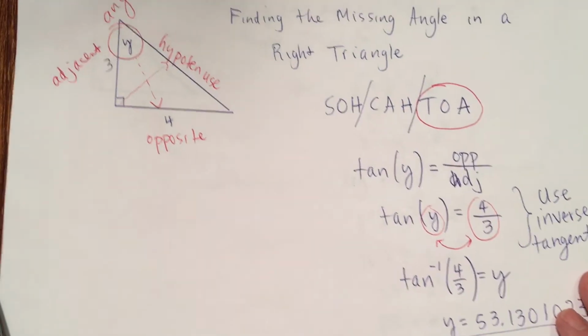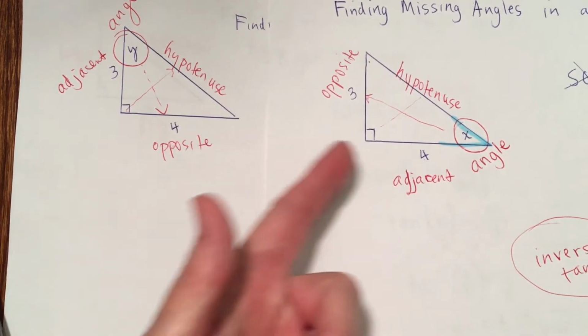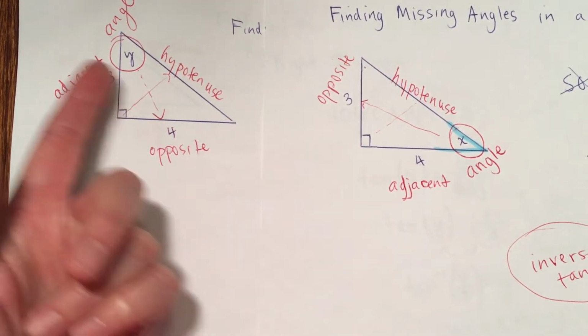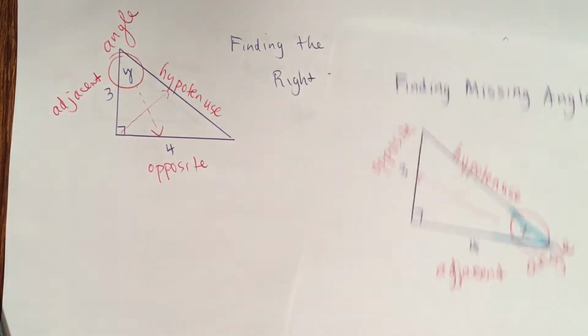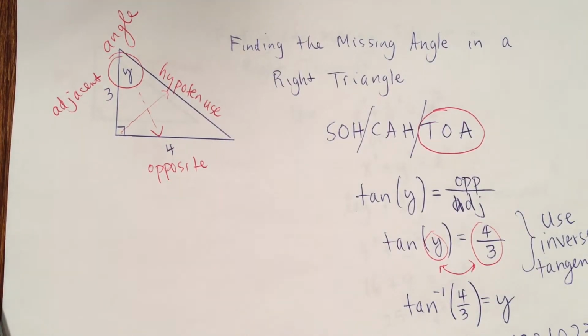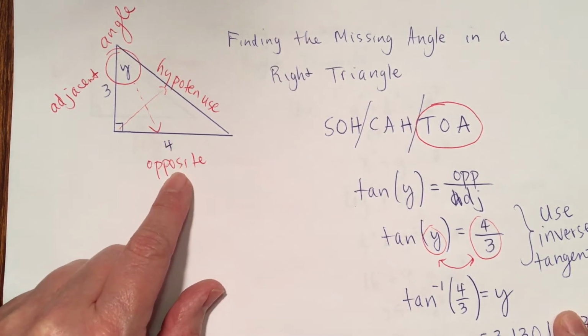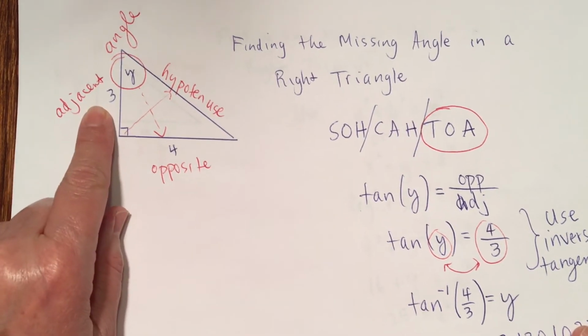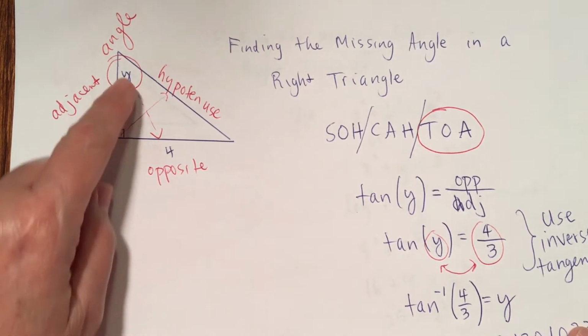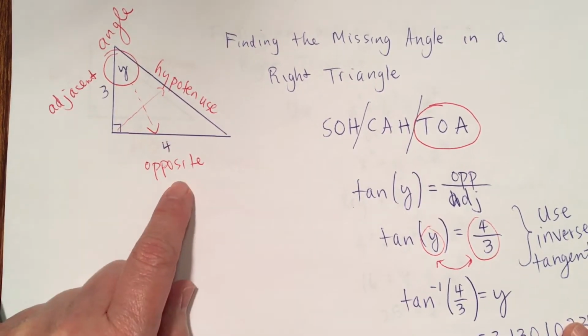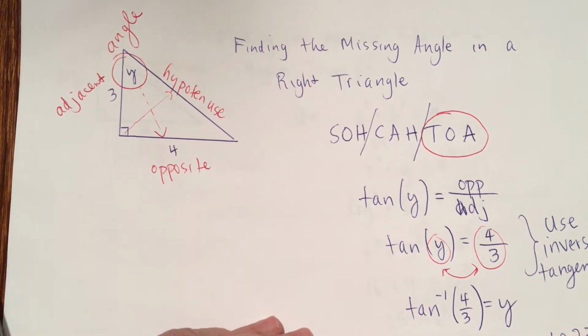The second video, I had the same triangle, but I was looking for the other angle. What I did is I went ahead with tangent again. This time, the opposite side was the 4, and the adjacent side was the 3. So I had tangent of y equals opposite over adjacent.